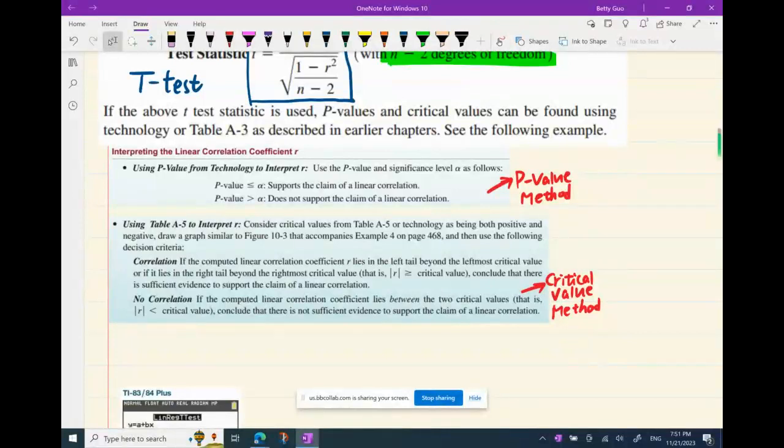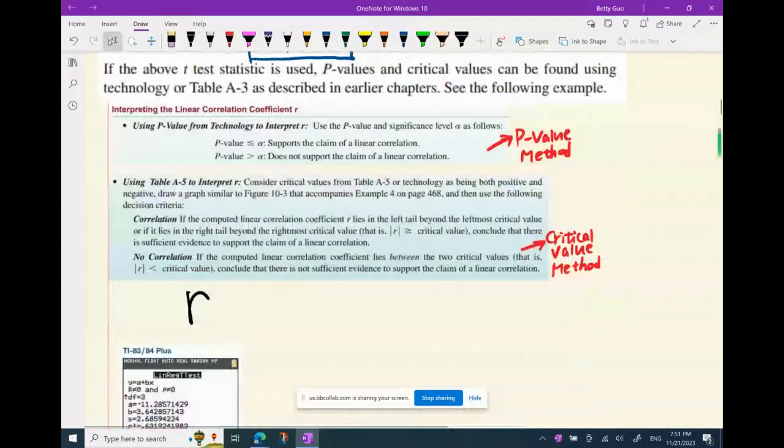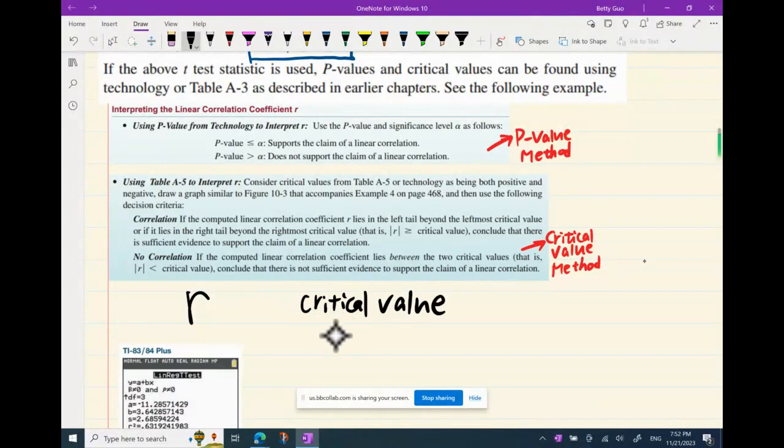The p-value method is very straightforward, similar to chapter 8 and chapter 9, but the critical value method is a little bit different. The critical value method compares R, not a t statistic. We compare R and the critical value. Since it's a two-tailed test, we have two critical values, one positive, one negative.